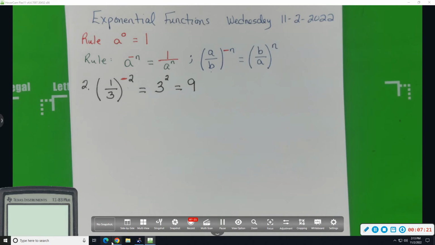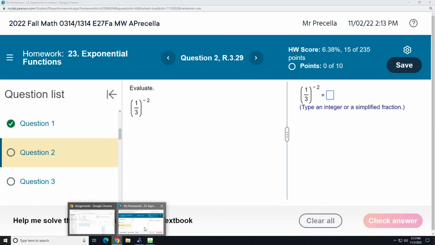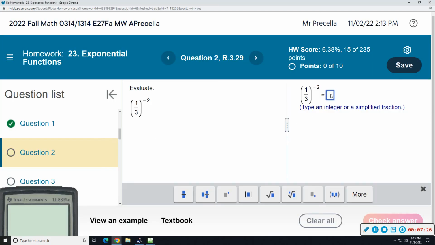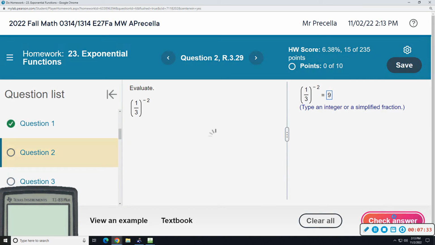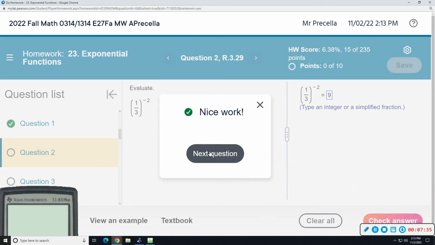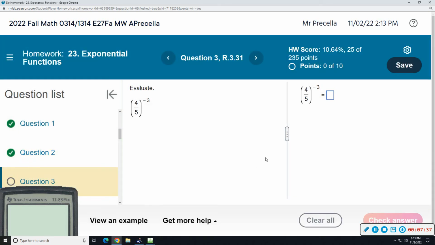So 9, let me type that in. I think yesterday a student wanted me to see, well, if I punched in 9 over 1, would it take it? And it did not. Oh, here's another one. 4/5 to the negative 3rd. 4 over 5 to the negative 3rd power.